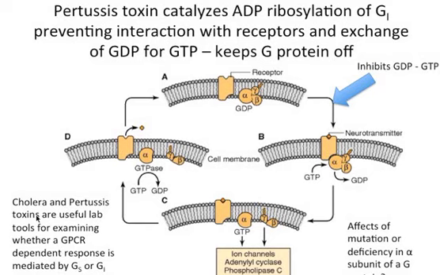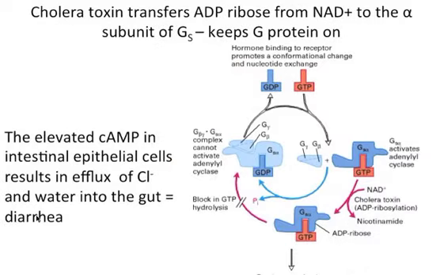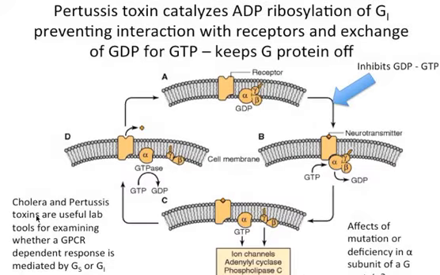Okay, anyways, pertussis toxin does the other thing. Cholera toxin keeps the stimulating G protein on, so you're getting lots of cyclic AMP. Pertussis toxin catalyzes ADP ribosylation of the inhibitory G protein, and so it prevents interaction with receptors and prevents it from turning on. So it keeps the G protein off.